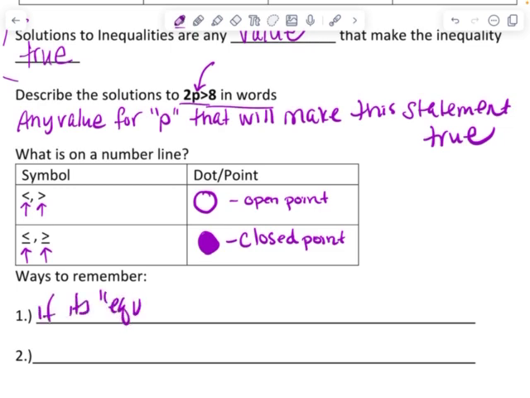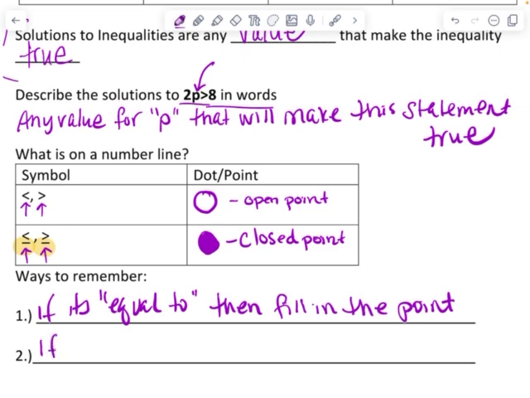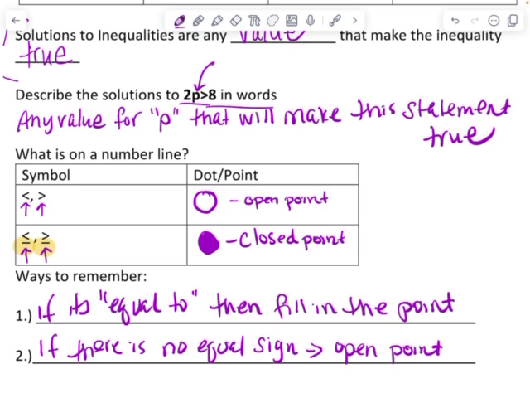Okay? So ways to remember. If it's equal to, meaning it has, let me highlight this, it has an equal symbol underneath, then fill in the point. If there is no equal symbol or equal sign, open point.